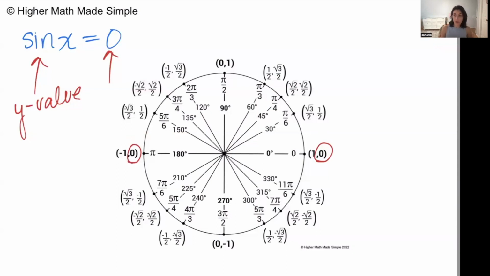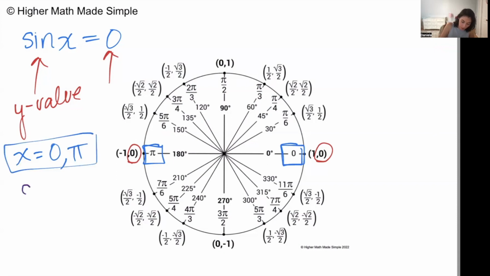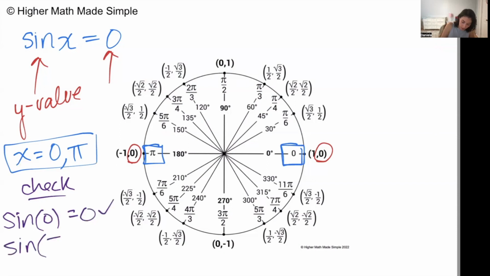So the answer to this, between 0 and 2 pi, x would have to be 0 and pi. So those are your 2 solutions. So x equals 0, comma, pi. Or you can write those separately. And if you wanted to do a check, sine of 0 equals 0, and sine of pi equals 0. So those are 2 solutions from that side.